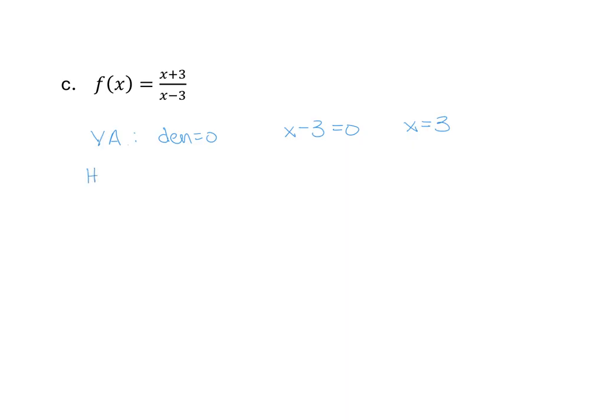For our horizontal asymptote, we want to look at our leading terms. If we do this, we get y equals x over x, and that does simplify, and so we do get y equals 1.